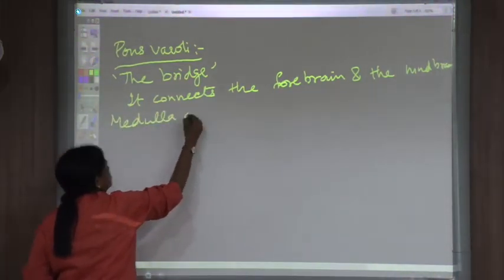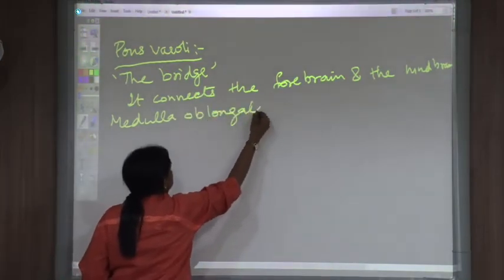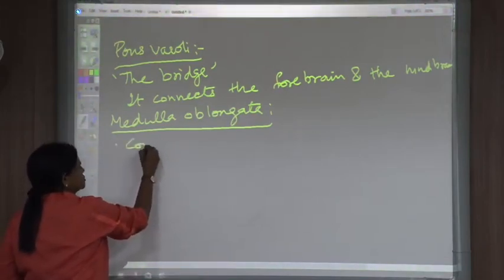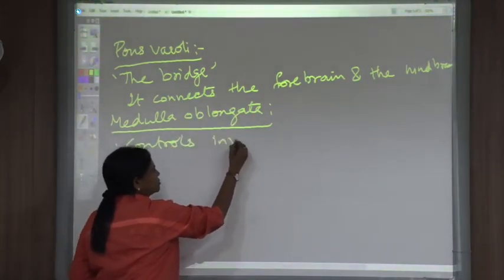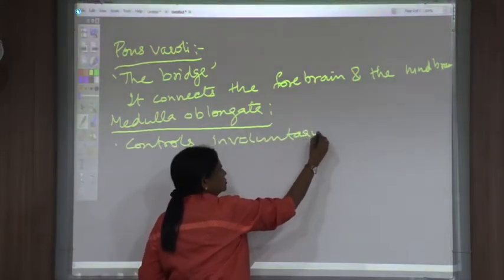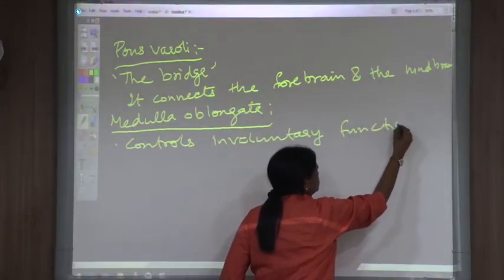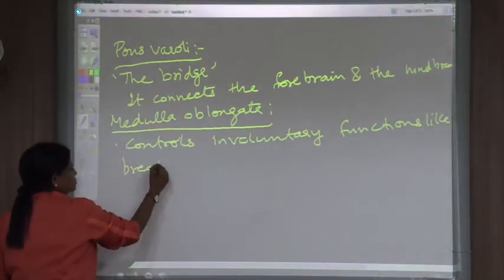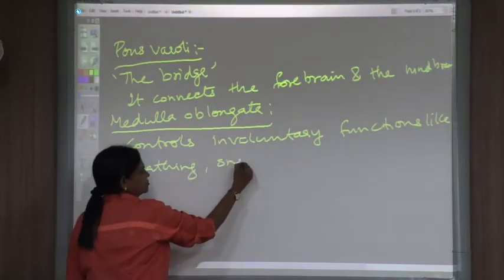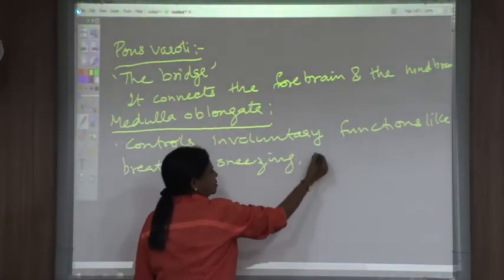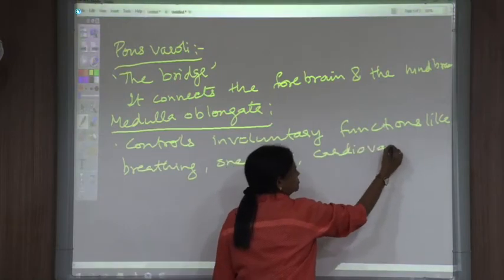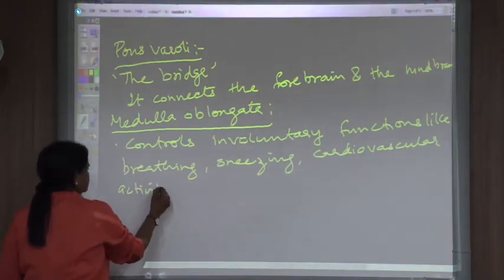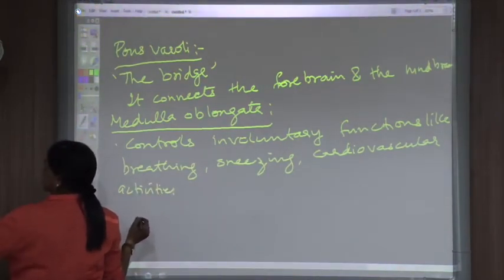Then we have the medulla oblongata. This is the last part of the hindbrain. Medulla oblongata controls the involuntary functions of the body, like sneezing, coughing, swallowing, respiration. It has the respiratory center also. It has the center for cardiovascular system, heart activity, whatever are the involuntary functions.